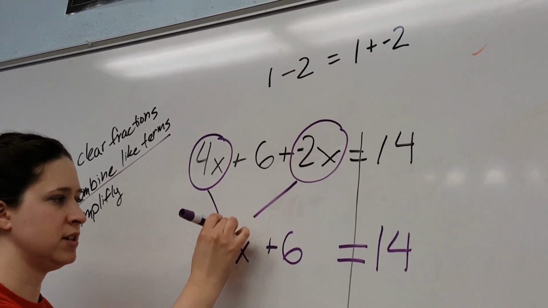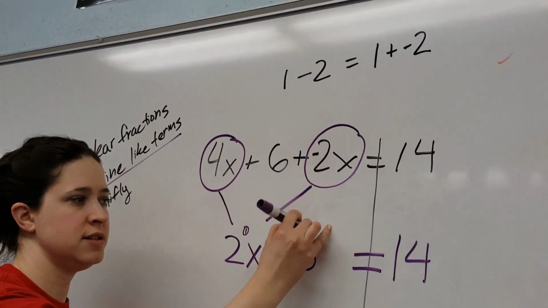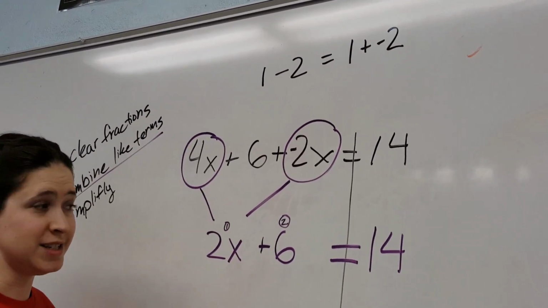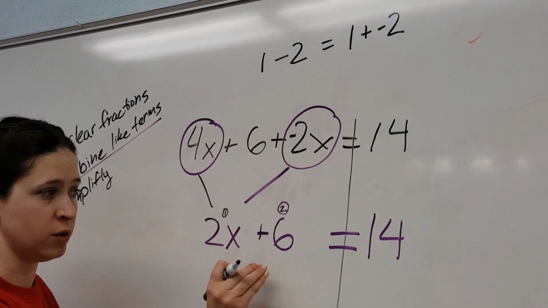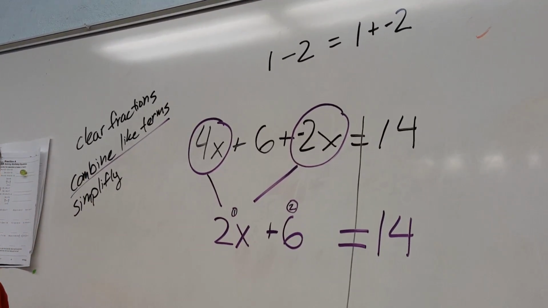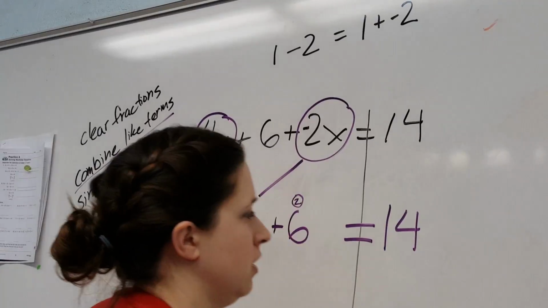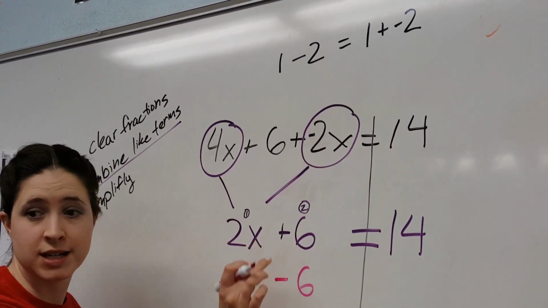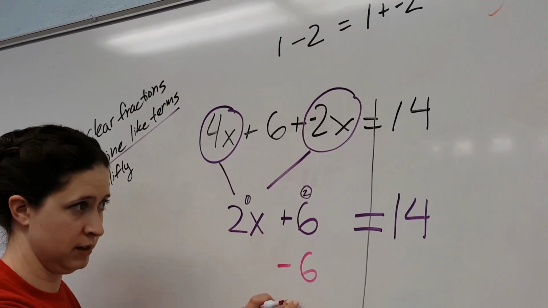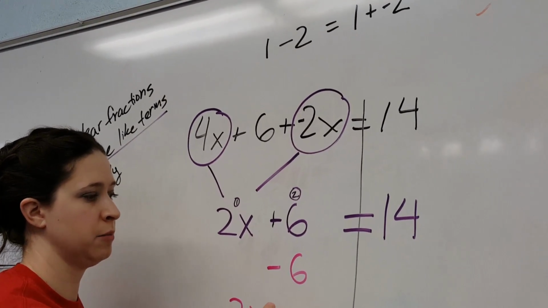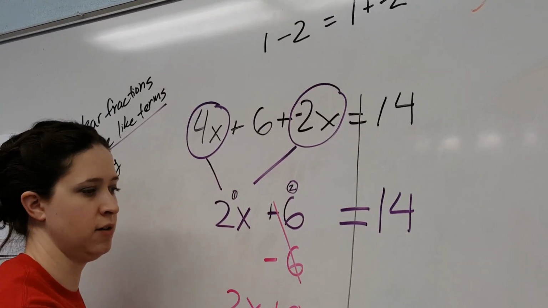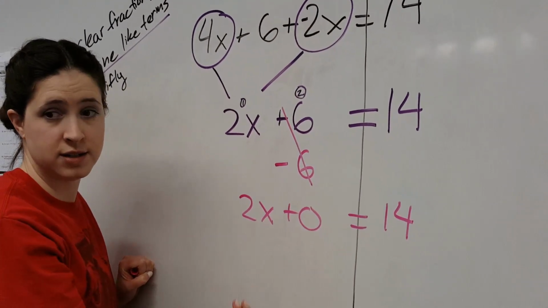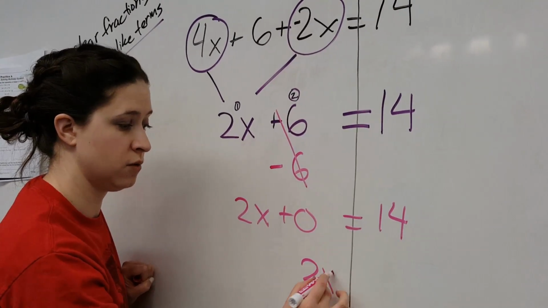Okay, the 2 multiplies times the x, then the 6 is added. So that means that in reverse order, I'm going to have to get rid of this positive 6 and then the 2. I will subtract 6 because positive 6 minus 6 is 0. So I get 2x plus 0, because these cancel out, equals 14. And remember that 2x plus 0 is the same as just 2x.